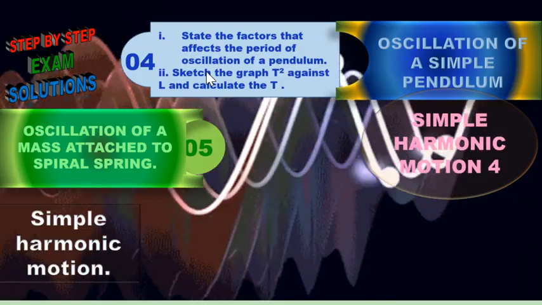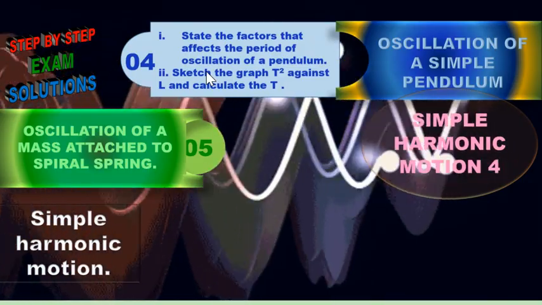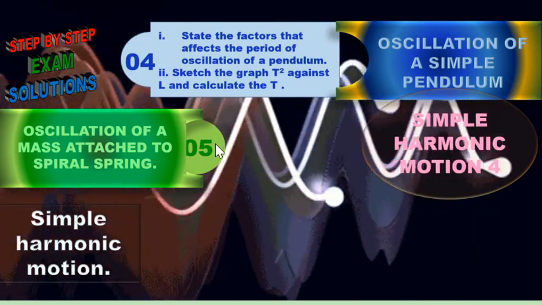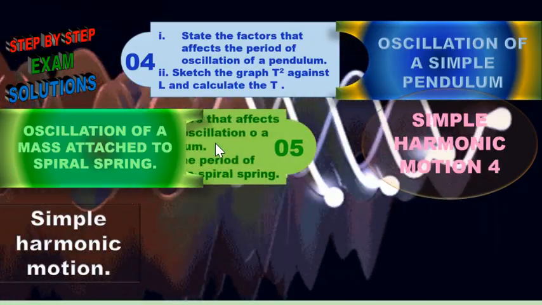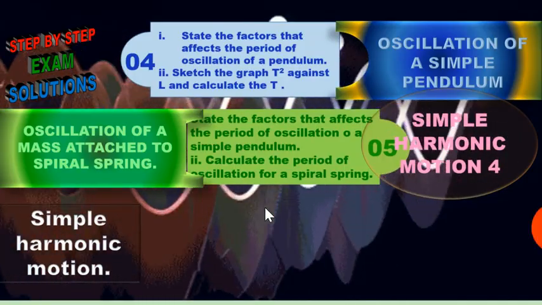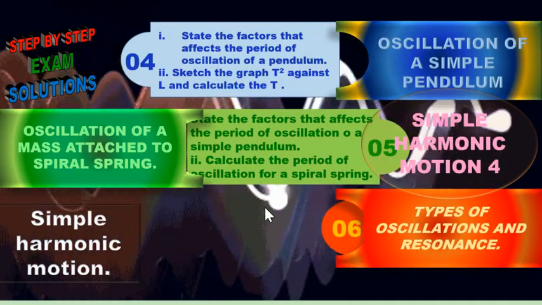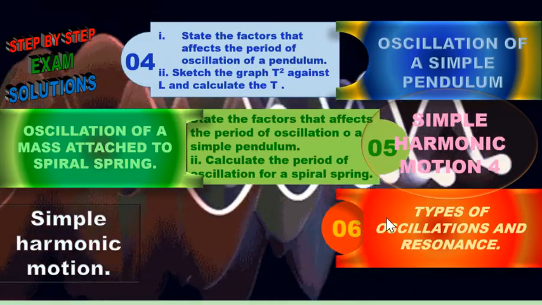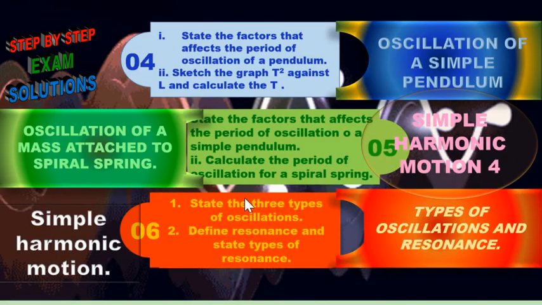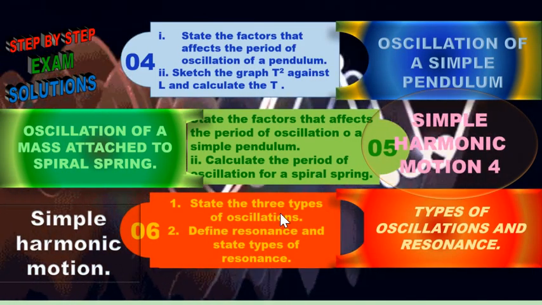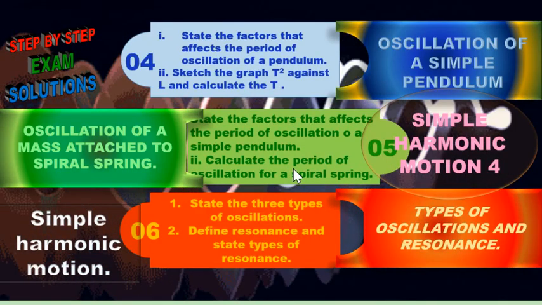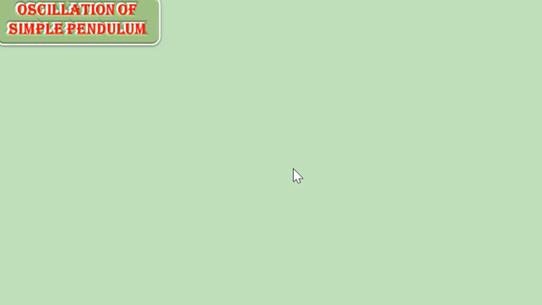And then we'll look at the graph we're going to get when you plot the graph of T squared against L. In the next video, video number 5, we'll be looking at oscillation of a mass attached to a spiral spring. Under that video, we'll be looking at these following topics. Then, in the last video, under this simple harmonic motion, we'll be looking at types of oscillation and resonance. When we come to that video, we'll be looking at these topics or subtopics. Now, let's go straight to the current presentation, the oscillation of a simple pendulum.